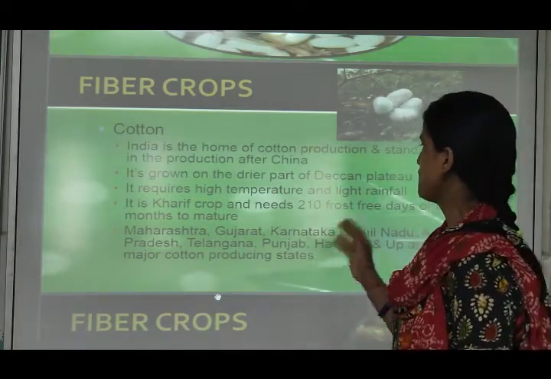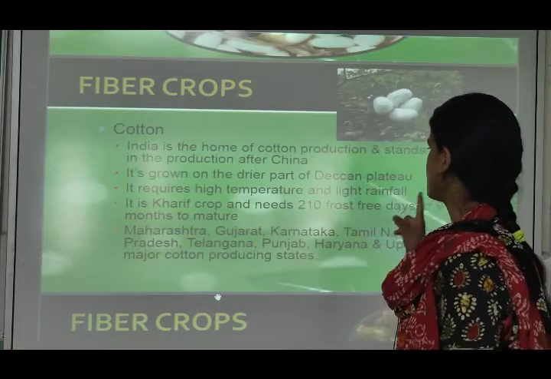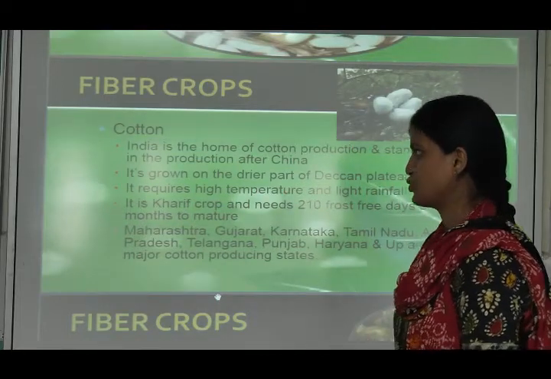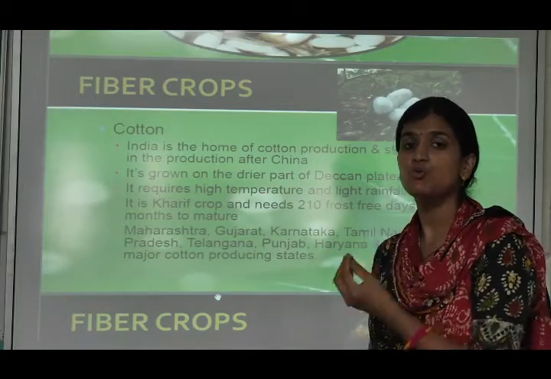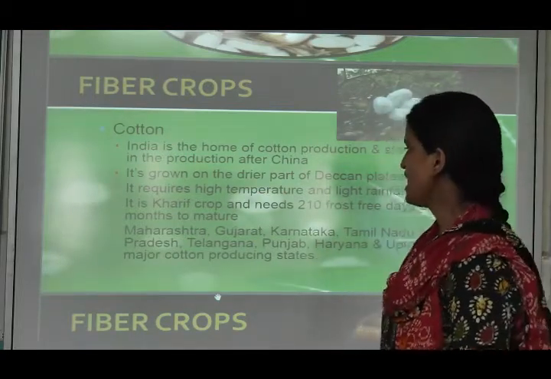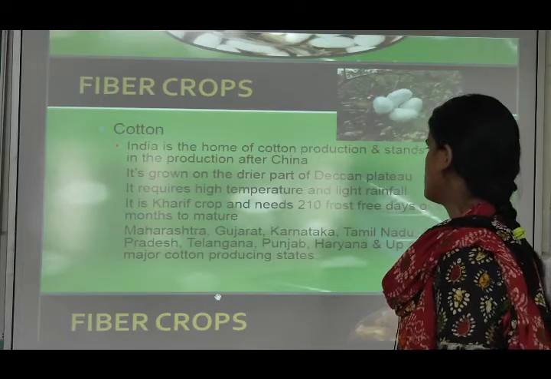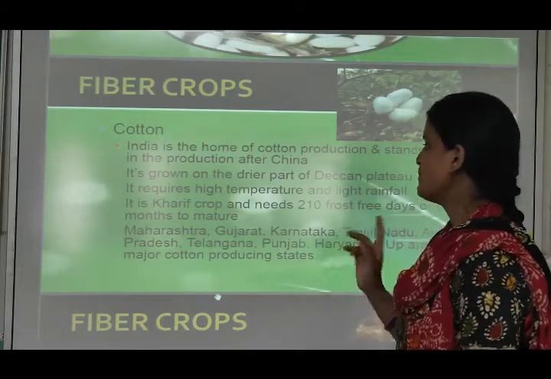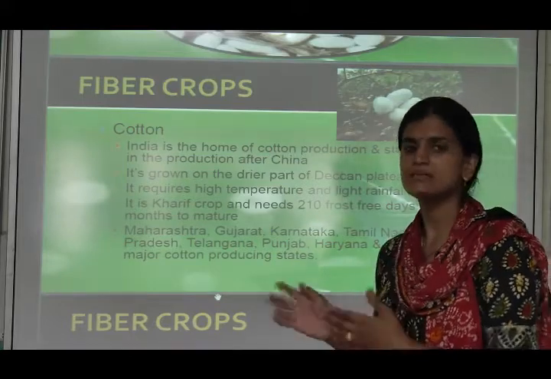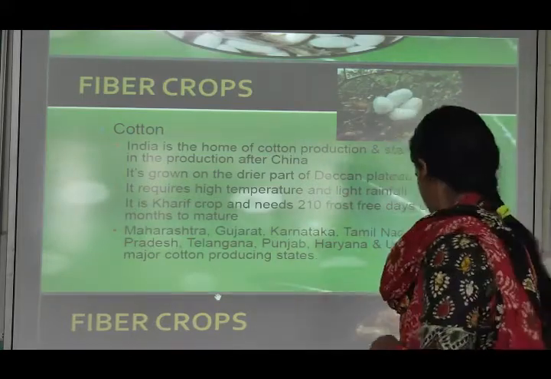It is a kharif crop and needs 210 frost-free days, or 6 to 8 months, to mature. Maharashtra, Gujarat, Karnataka, Tamil Nadu, Andhra Pradesh, Telangana, Punjab, Haryana and UP are the major cotton producing states. So these are the states which produce cotton.